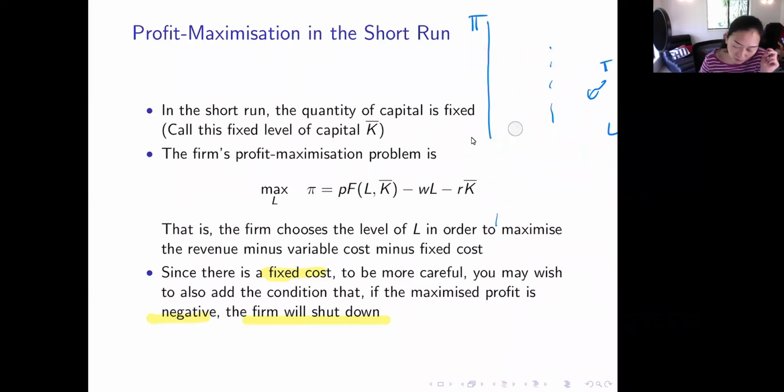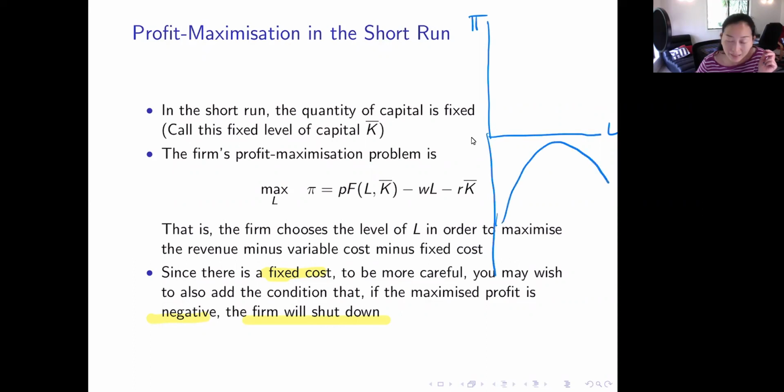But it is also possible that your profit function may be something like this, where your profit is actually negative, less than 0. In this case, if you try to find the L that maximizes the profit, this is the L at which profit is at its maximum, but the profit is still negative.